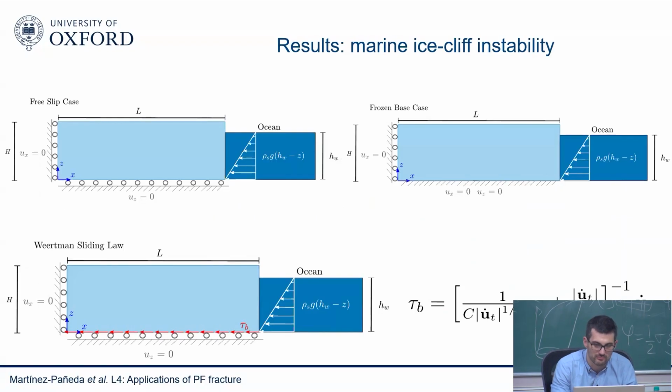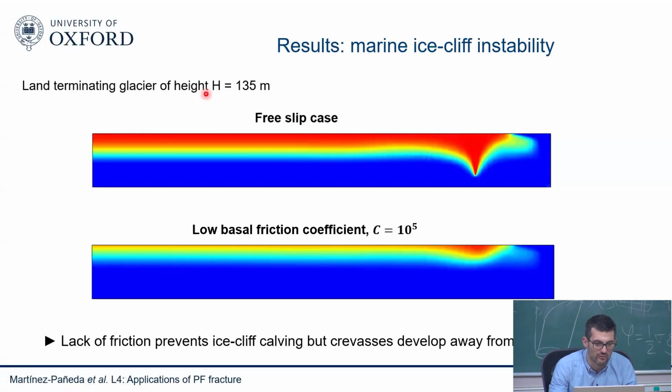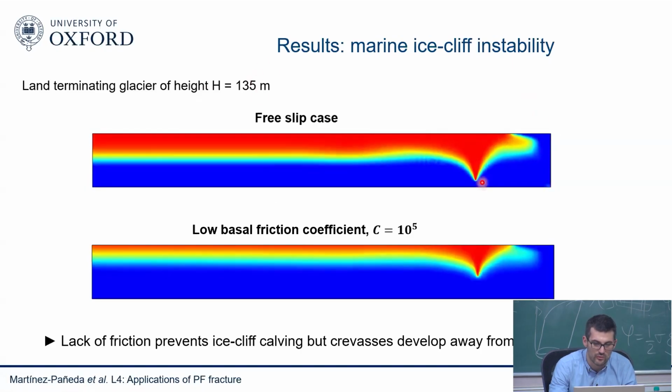And basically there are some uncertainties related to the boundary conditions. We can limit those uncertainties in two cases, the free slip case and the frozen base case. And in between you have something called the Weertman sliding law, which is some sort of Robin boundary condition that you apply here. This is the friction that you get in there. So we look at a glacier of height 135 meters, and you can see this is the phase field evolving, so there's lots of damage here.